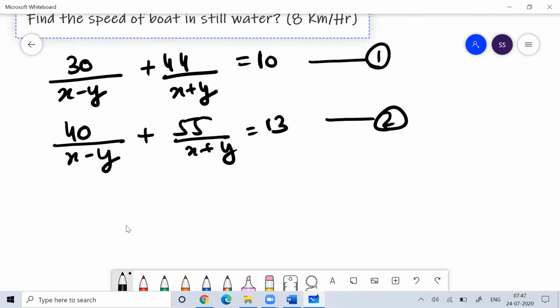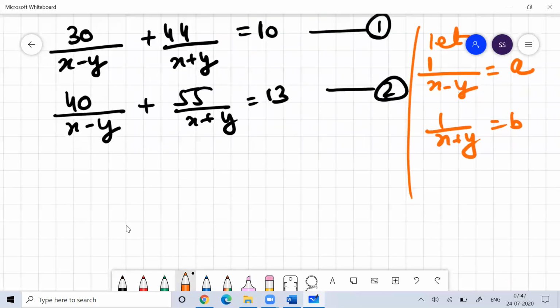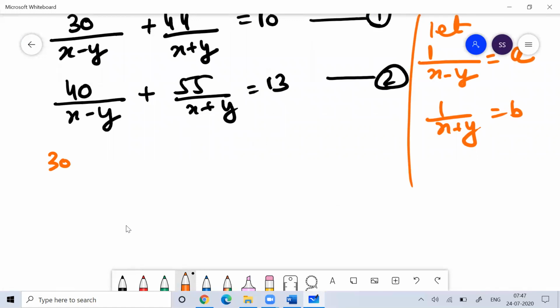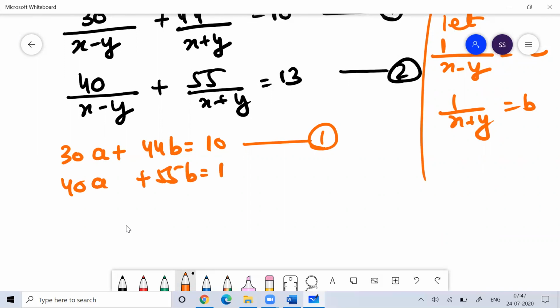Okay, so then it becomes a very cumbersome exercise. Although it looks like a linear equation, how will you solve it is a big pain. So I can assume let 1 by x minus y is equal to a and 1 by x plus y is equal to b. So I can write the same equations as 30a plus 44b is equal to 10. This is the first equation. This is 40a plus 55b is equal to 13. This is equation 2.